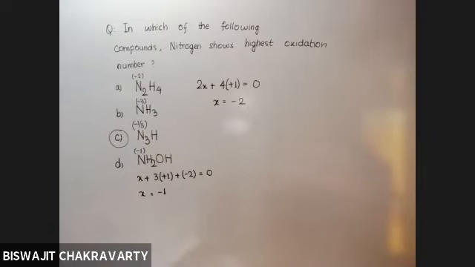Sir, for number D, it will be 3 into plus 1, because there are 3 hydrogens. Yes, we count the 3 hydrogens together. Okay.